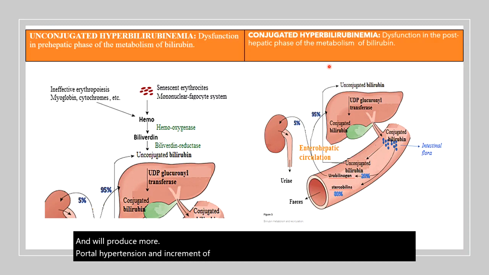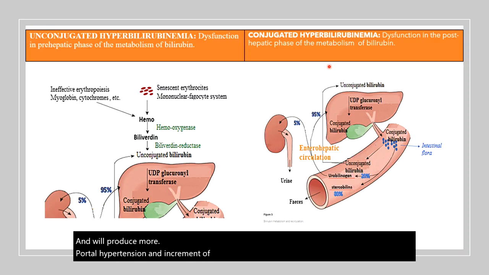So the next step in the hepatic phase is going to be to transform the unconjugated bilirubin into conjugated through the action of a transferase, UDP glucuronyl transferase. Anything that will affect this enzyme, partially or totally, is going to produce an elevation of unconjugated bilirubin. This happens in Gilbert syndrome and in Crigler-Najjar syndrome, congenital disorders.